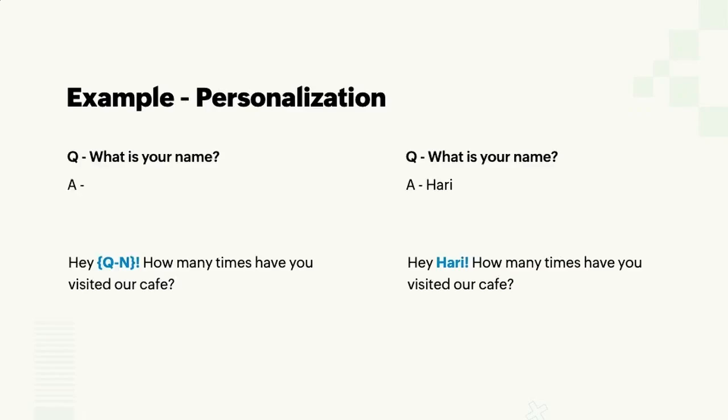So let's say you have a question which asks for the respondent's name. Now, by adding piping logic, I can add a variable here, which will make sure that the name they enter is passed on to the next question. For example, if I enter my name Hari here, the next question automatically becomes, hey Hari, how many times have you visited our cafe? So this helps you create questions that are more personalized for your respondents.